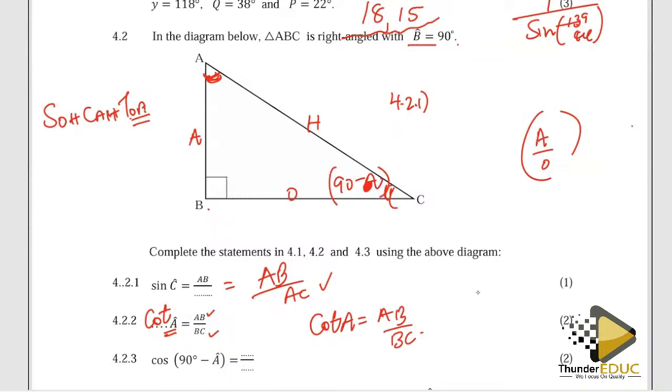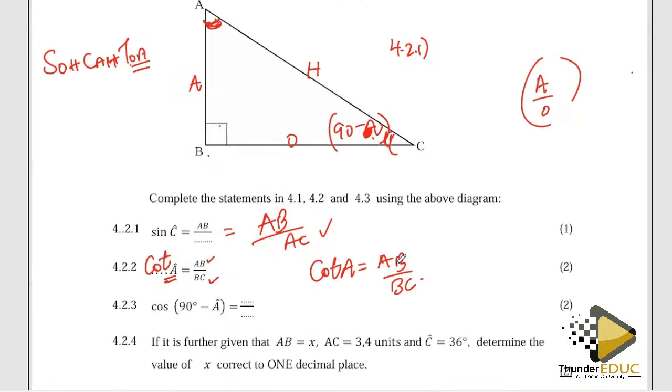Because if we add the 2, we get a 90. We add another 90, we have 180 angles in a triangle. So if they want the cos of this angle here, it's the adjacent, because now this will be our adjacent for this angle. This will be the opposite. So it's going to be BC divided by the hypotenuse, which is AC. So probably 1 mark for each within the correct positions.